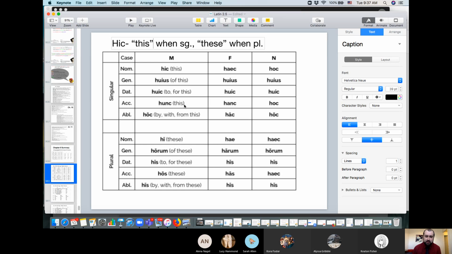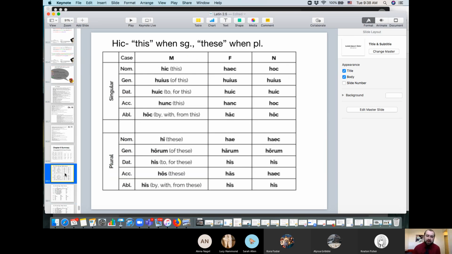Hunc sounds weird, but that is the accusative, versus hanc. Don't worry too much about neuters. And then hoc with the long O. Ablatives seem to like long vowels, so that's a tip-off that it's an ablative. And then in the plural, hi is for these men versus hae for these women. Horum is of these, etc. So again, I want y'all to get used to these, but I'm going to give you resources for this pronoun so that you don't have to know all of these starting now. That would be a lot to ask.